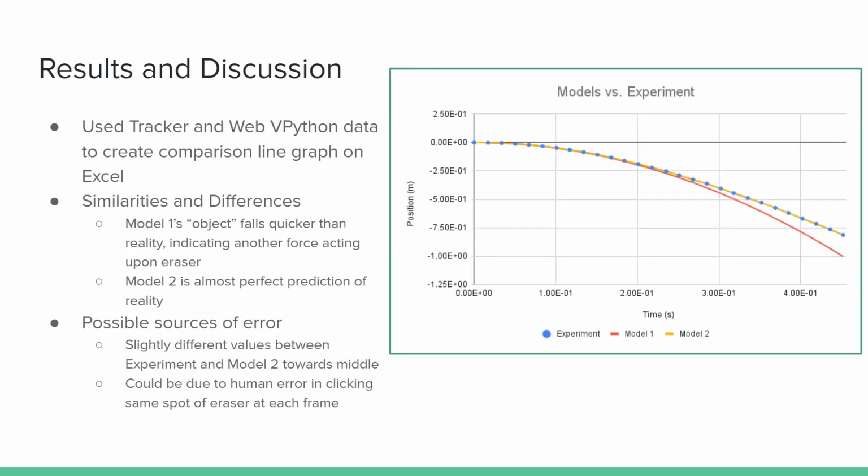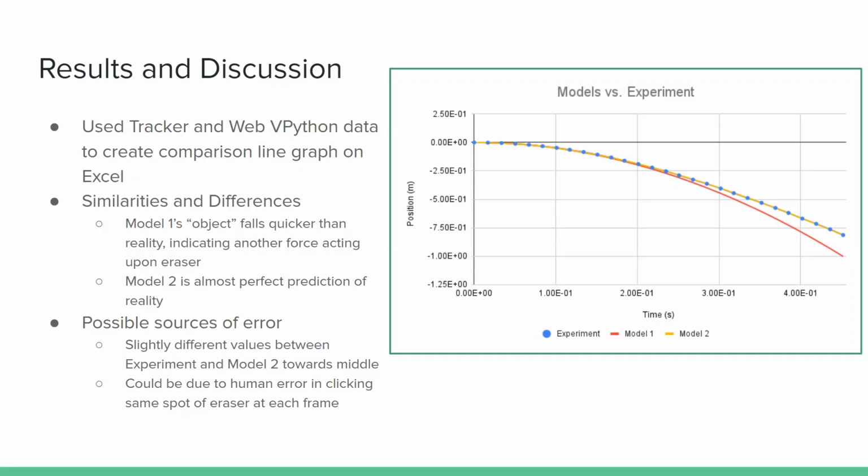Again, here are the results of my experimental data and computational models comparison. Model 1 was less accurate than Model 2, as its object falls quicker than in reality, which is modeled by the blue dotted trajectory. This indicates that another force was acting upon the eraser in reality in order to make it fall slower than gravity alone would cause.